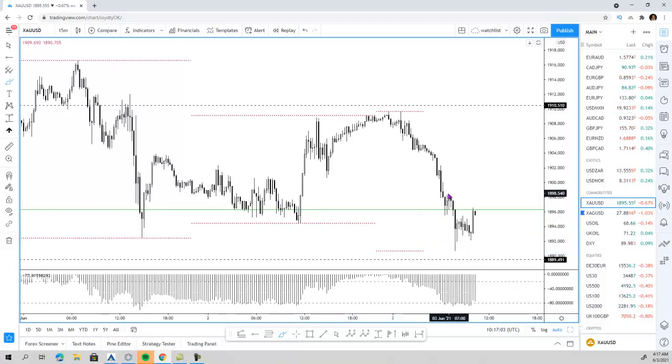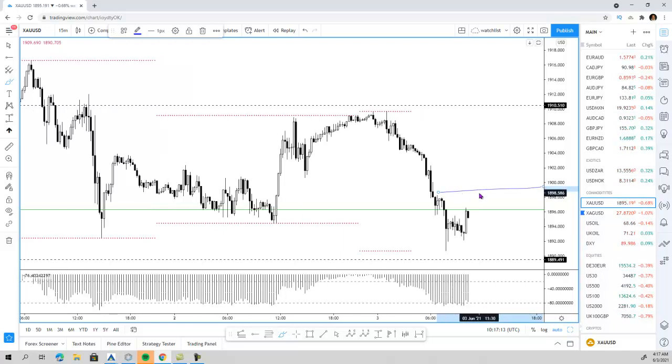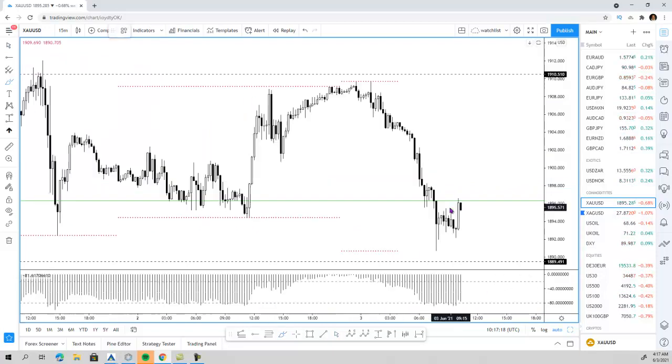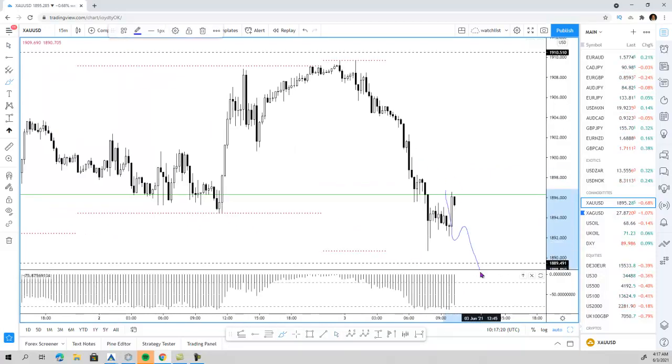We might get an opportunity to go long above the 1898 level, but I'll keep you guys posted. Because if price continues to dip, we might get an even better risk to reward ratio on our long gold, right?